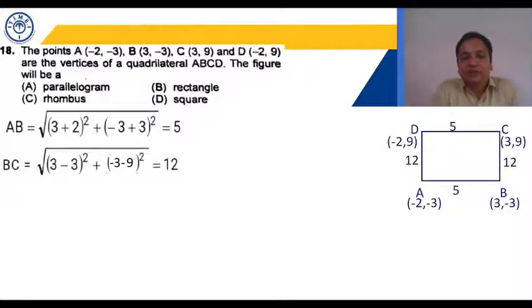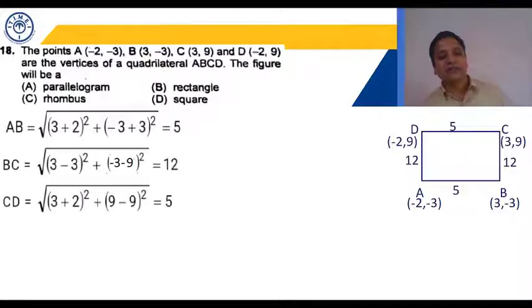Then BC. BC is 3 minus 3. The x-coordinates are the same, so 3 minus 3 is 0, and 0 squared is 0. Then -3 minus 9 is -12, squared becomes +144, and taking the square root, the answer comes out to be 12. So AB is 5, BC is 12. What are we trying to find? We are trying to find the lengths of the different sides.